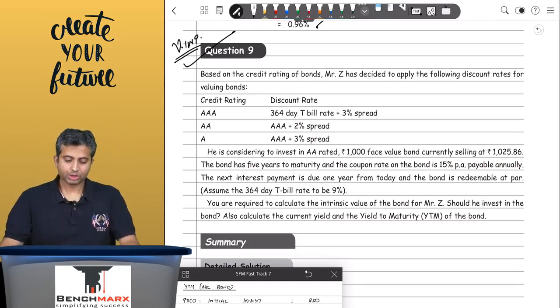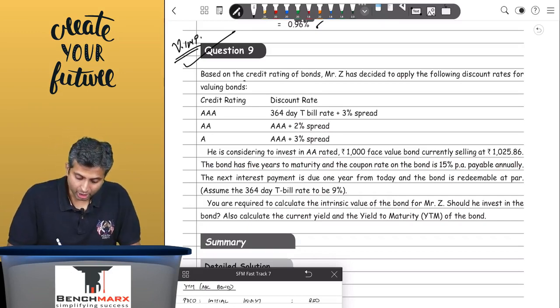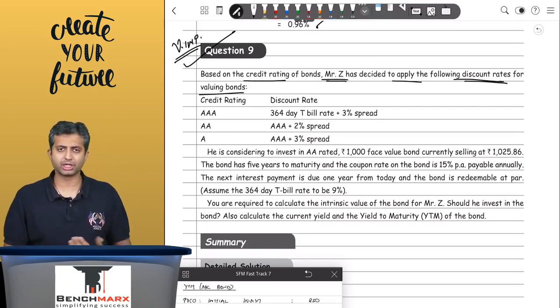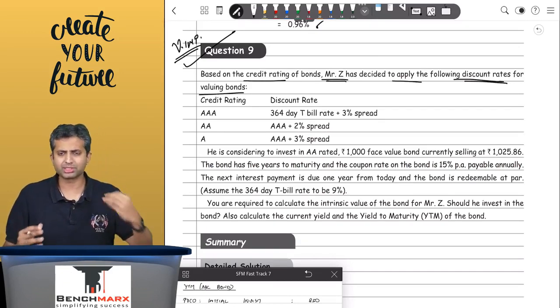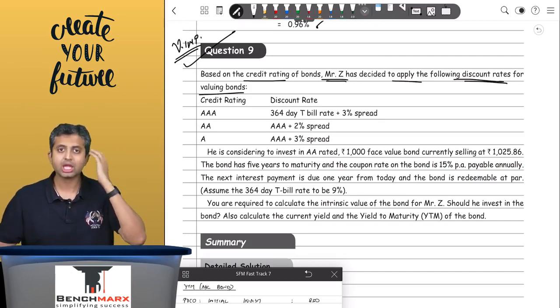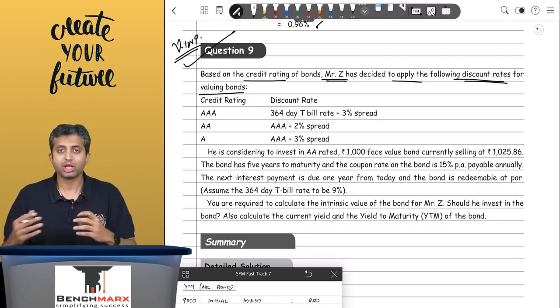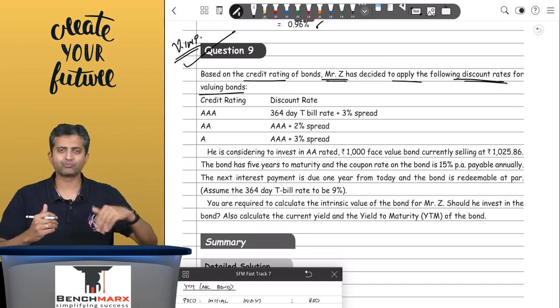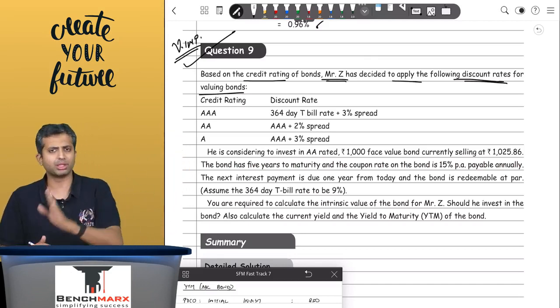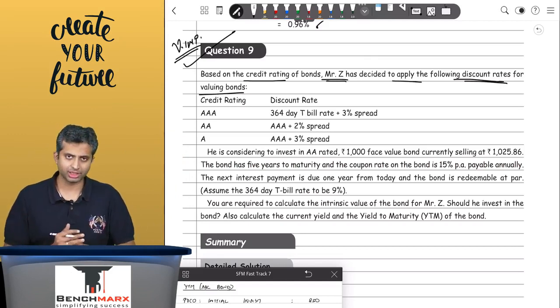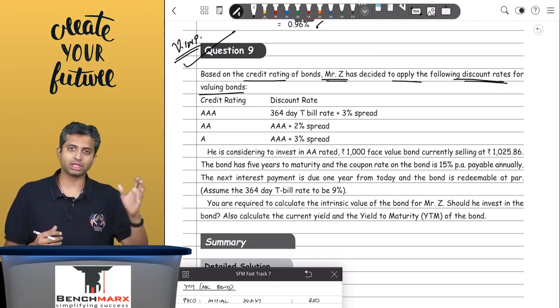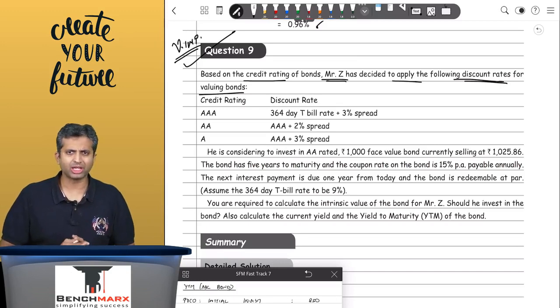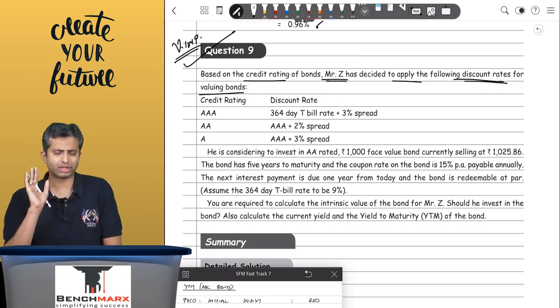Okay. So based on the credit rating of the bonds, Mr. X has decided to apply the following discount rates for valuing bonds. So this is based on the credit rating. Sir, what do you mean by credit rating? There are companies like CRISIL, ICRA, Fitch, etc., which give ratings of the bond. Usually AAA being the best, followed by AA, then A, then BBB, then BB, then B, then C, and then last being D.